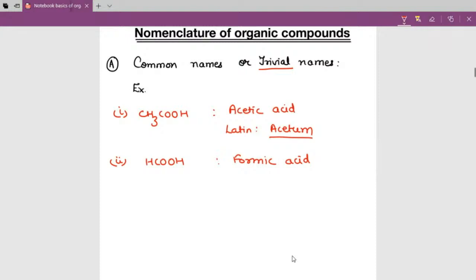You can't help it. It is derived from the Greek word. This one is derived from the Greek language. In Greek, ants are called formicus. Okay, what was formicus? Ants. What was acidum? Vinegar. So it was derived from formicus, ants, and so it was named formic acid. And similarly, and so on.